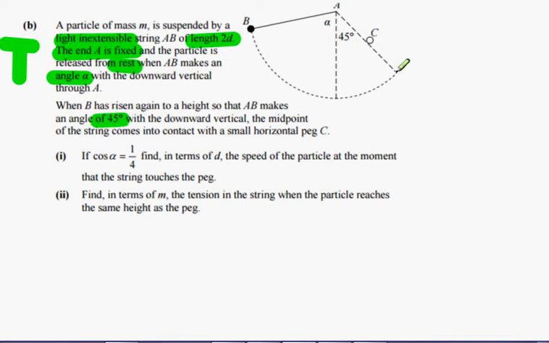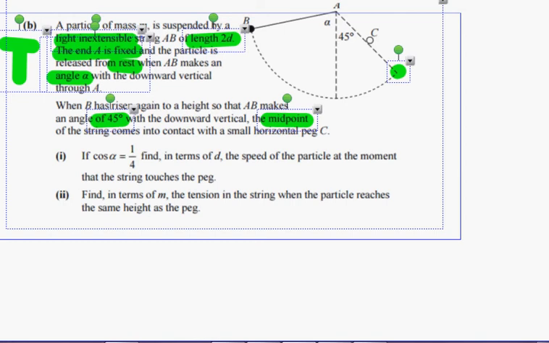So we're talking about here, aren't we? And then with the downward vertical, the midpoint of the string, this is going to become very important, comes in contact with a small peg. If cos alpha equals a quarter, find in terms of d the speed of the particle at the moment that the string touches the peg.